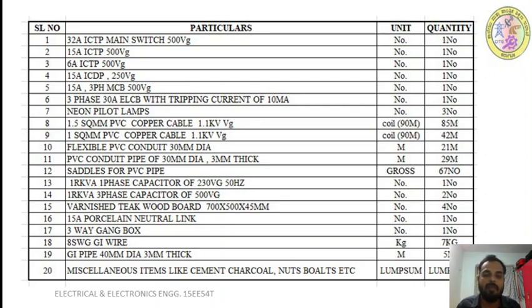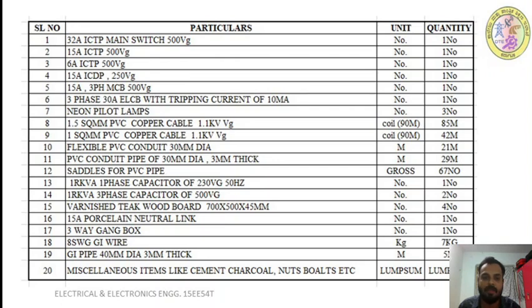And 15 ampere 3 phase MCB. That is in the main panel board, where we are using one MCB. So that is 15 ampere, and one number is required. Next, 3 phase 30 ampere ELCB with tripping current of 10 milliampere. That is required in the main board. How many numbers? One number. Next, neon pilot lamps as an indicator. How many lamps do we require? 3 numbers for RYB, as we have calculated.